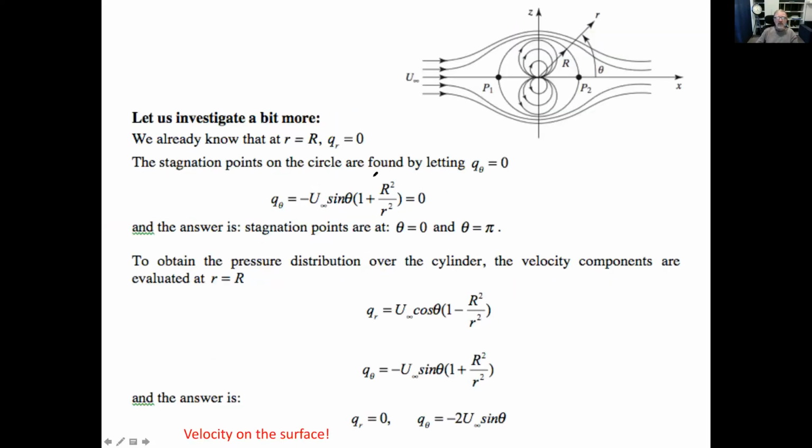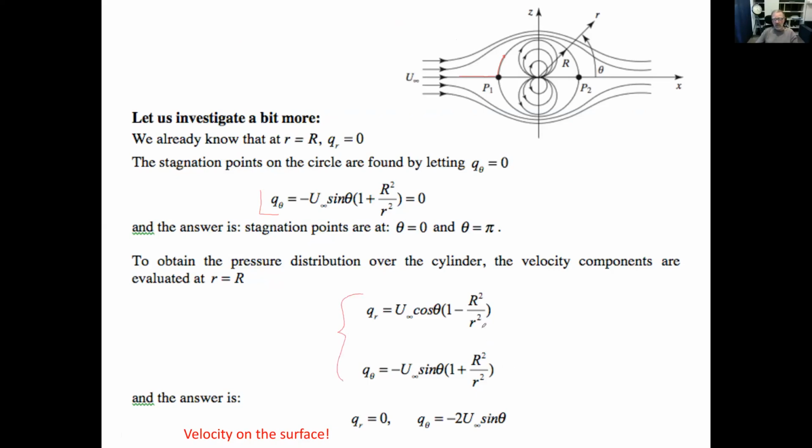Okay. So we're trying to figure out what is the pressure along this line. All we need to do is say r equals R. And here's the velocity q theta, for example. And then, of course, the radial velocity is going to be here. Here are again the numbers.